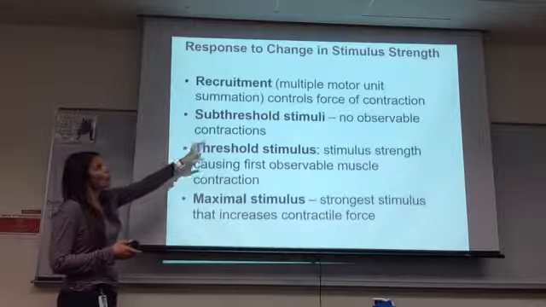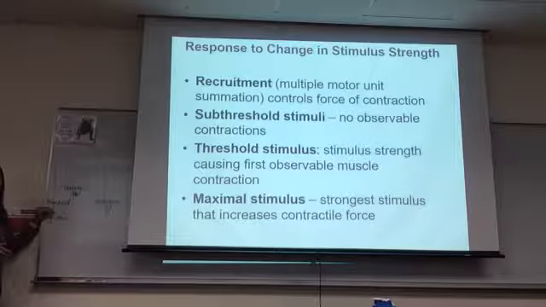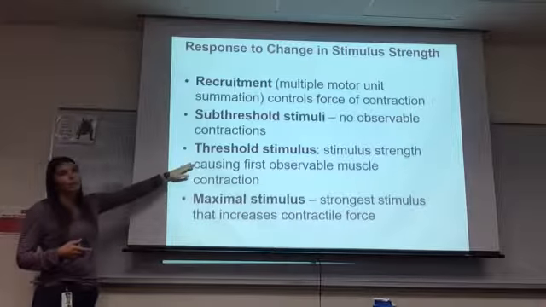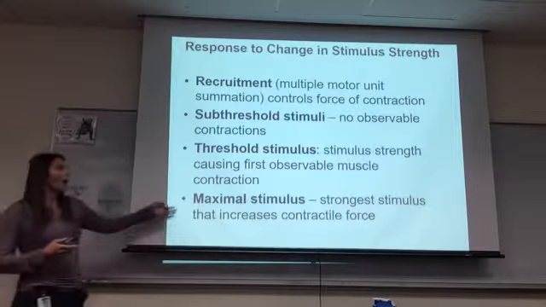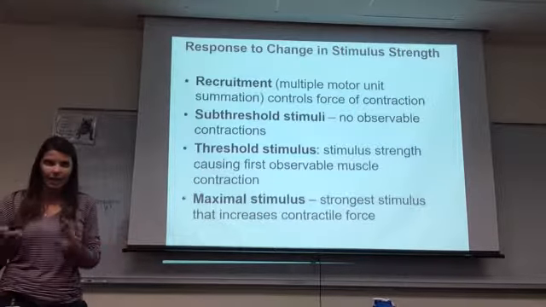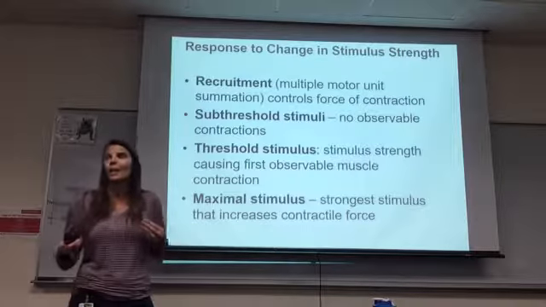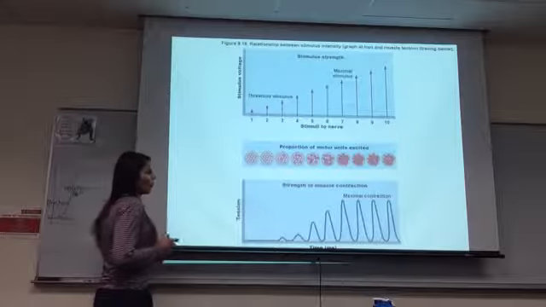A sub-threshold stimuli. Sub-threshold means that I don't reach threshold. So what happens? Nothing. Sub-threshold means I don't hit threshold, nothing happens. A threshold stimulus says I hit threshold, so I generate an action potential. A maximal stimulus means that's the maximum amount of stimuli that that muscle can handle. Even if you stimulate it more, it can't contract anymore. Okay? And that depends on what you're looking at and what muscles we're referencing.